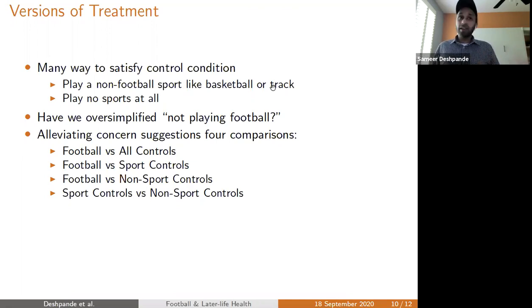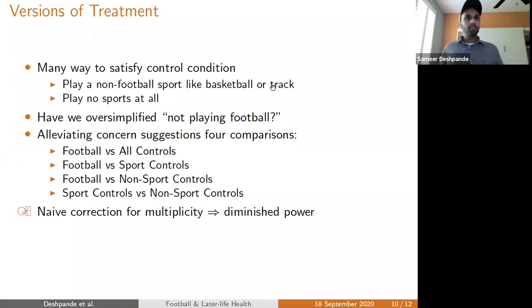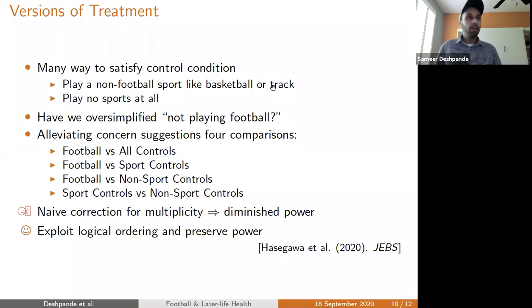And so we went back to the drawing board, and Ryden, one of my collaborators, came up with this really nice way to avoid a naive correction for multiplicity diminishing our power. And it involved exploiting a logical order between hypotheses. It was kind of an ordered testing, or if you're familiar with this literature, a closed testing procedure. And you can structure the comparisons in such a way that you never have to reduce the alpha at which you're testing these hypotheses.